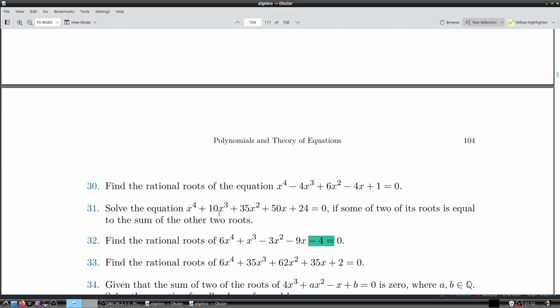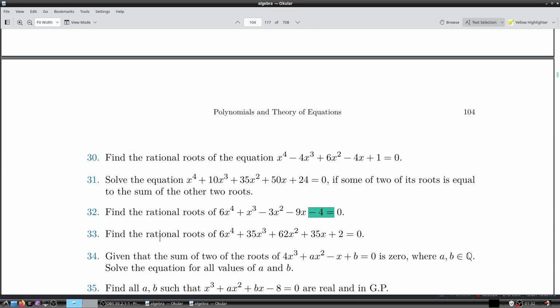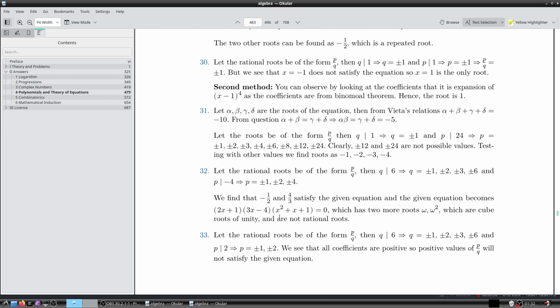Question 33. Find the rational roots of 6x to the power 4 plus 35x cubed plus 62x squared plus 35x plus 2 is equal to 0. So we proceed similarly. We have q must divide 6. So q would be plus minus 1, plus minus 2, plus minus 3, plus minus 6, and p must divide 2. So p must be plus minus 1, plus minus 2.